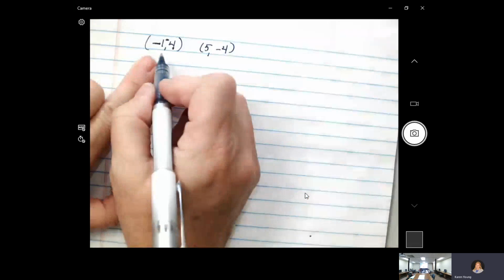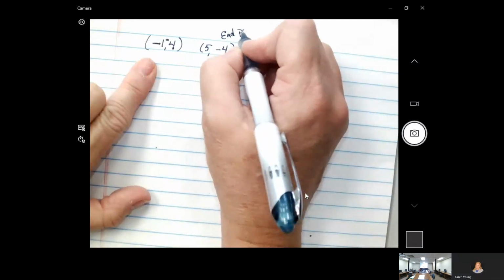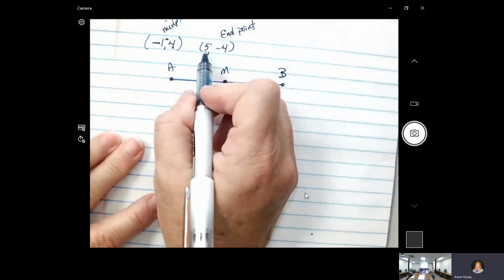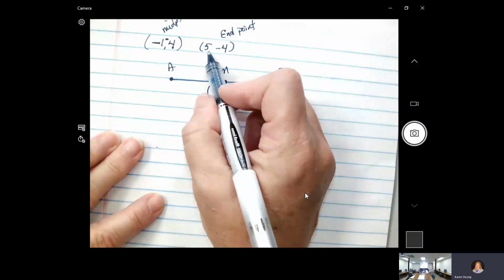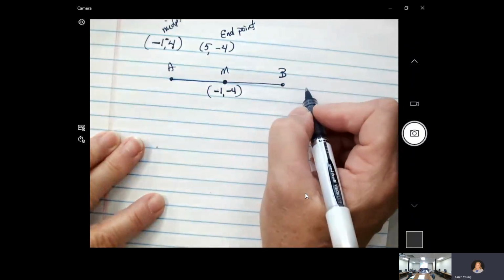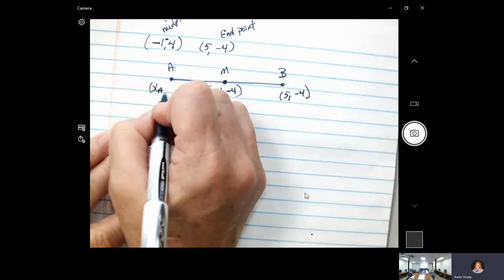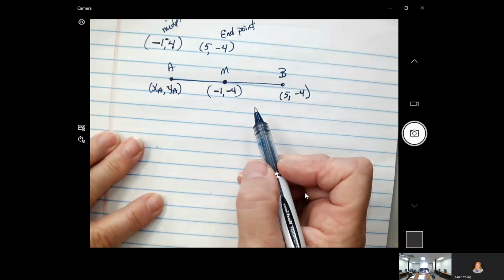But I look at my x's. So, yeah, let's make this one an endpoint. This one's my midpoint. So here's my line. All right, so my midpoint is negative 1 and negative 4. My endpoint is 5. Well, 5's going to be to the right of my midpoint, right? And that makes my other endpoint A. So see how I set that up? And I do the line just because I'm a visual person and I need to be able to see it.